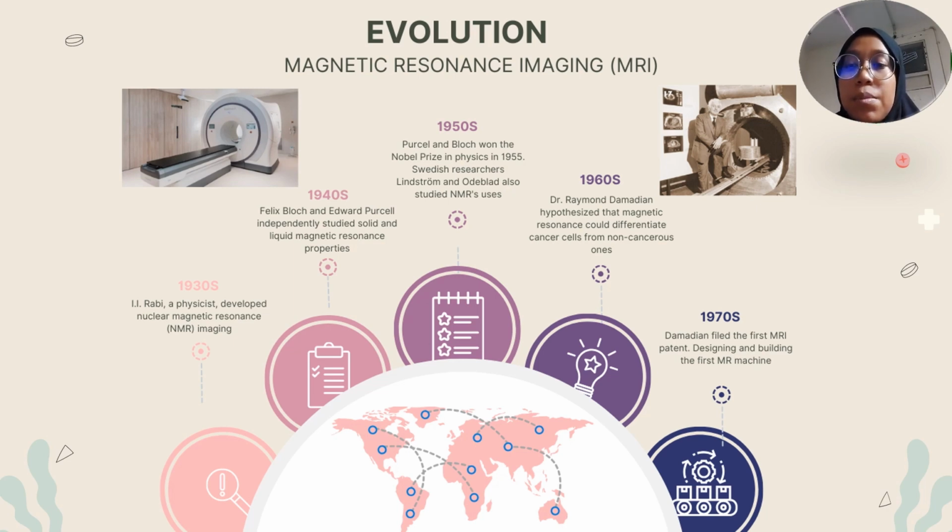Swedish researchers Lindström and Odeblad also studied NMR's uses, identifying differences in water and biological tissue response. In the 1960s, Dr. Raymond Damadian, a physician and a scientist, hypothesized that magnetic resonance could differentiate cancer cells from non-cancerous ones. He demonstrated this with rats and developed the idea of applying NMR to medical imaging, focusing on sodium and potassium content. Damadian discovered that it is possible to distinguish between cancer cells and healthy tissue through nuclear magnetic resonance because of the differences in relaxation times between the two.